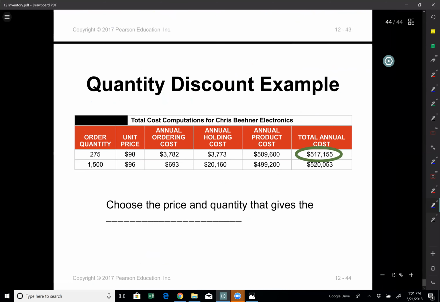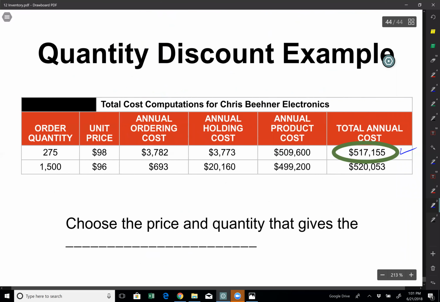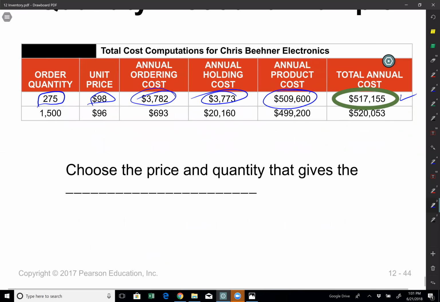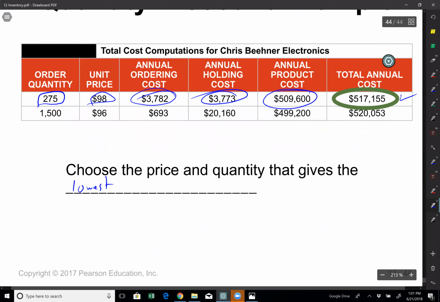And if you do that, you will see that the best total cost you get is to order 275 units, and then you will pay $98 per unit. The ordering cost will be this, the holding cost will be here, and the product cost will be that. If you add these three costs, you will get the best solution here. All right. So this gives the lowest total cost. So our answer is to buy 275 units at the price of $98 per unit.